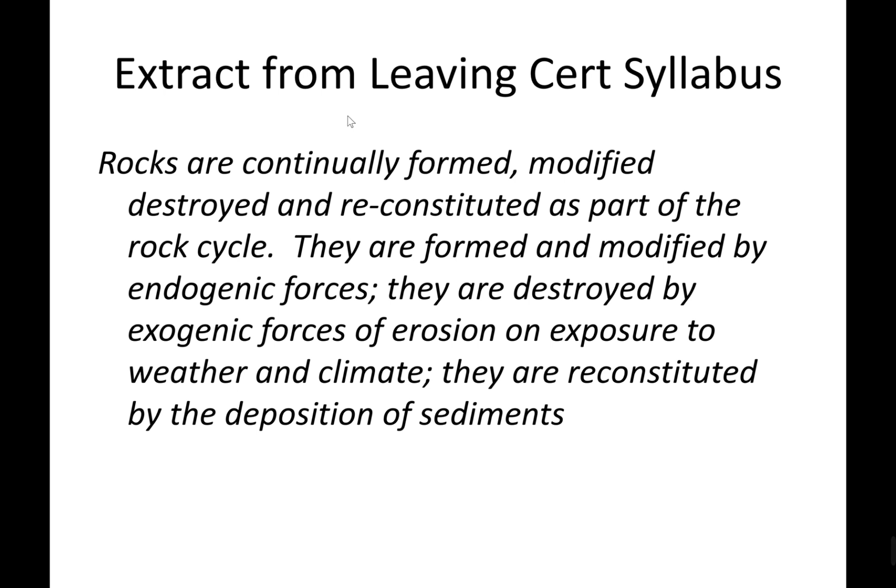Okay, this is the extract from the syllabus. So this is what you have to learn about as part of the rock cycle. Rocks are continually formed, modified, destroyed and reconstituted. That just means remade as part of the rock cycle. They're formed and modified by endogenic forces. Do you remember what that means? Endogenic forces are basically the forces that happen internally to Earth. So the movement of the plates, volcanic activity, and that kind of stuff.